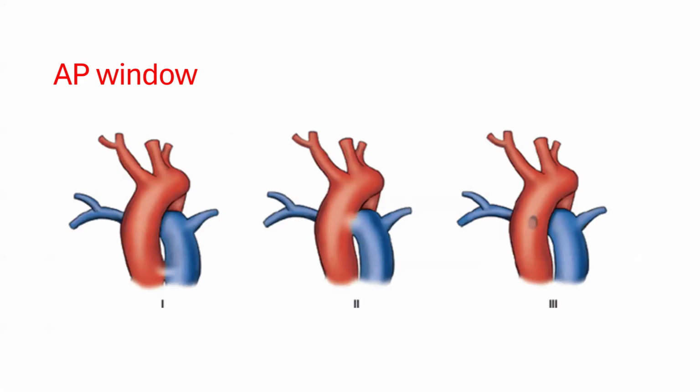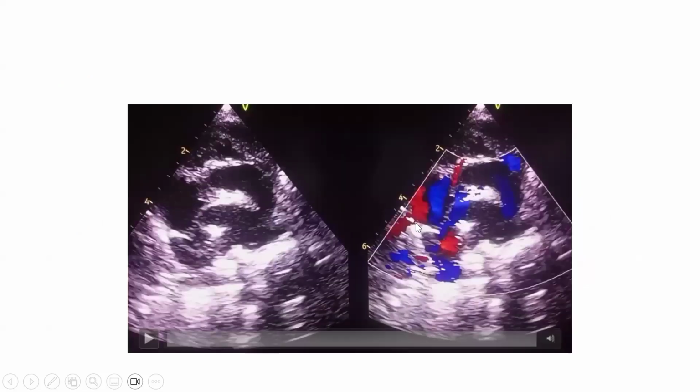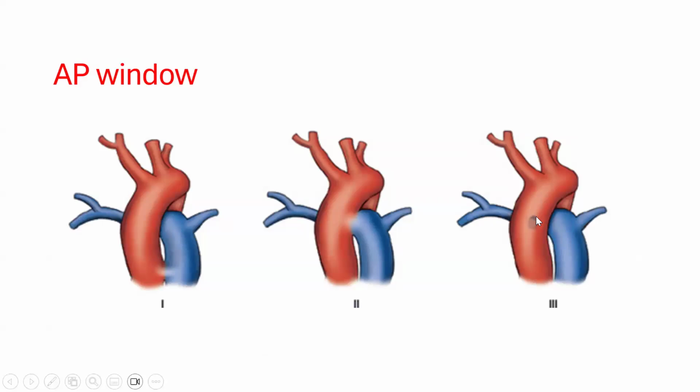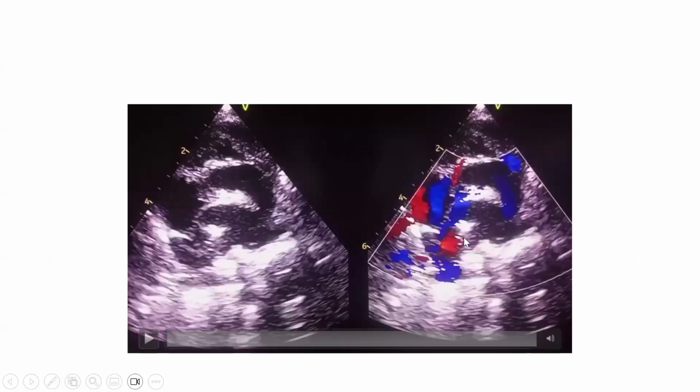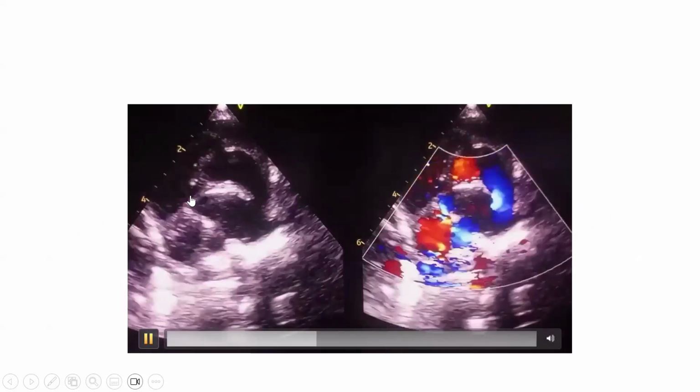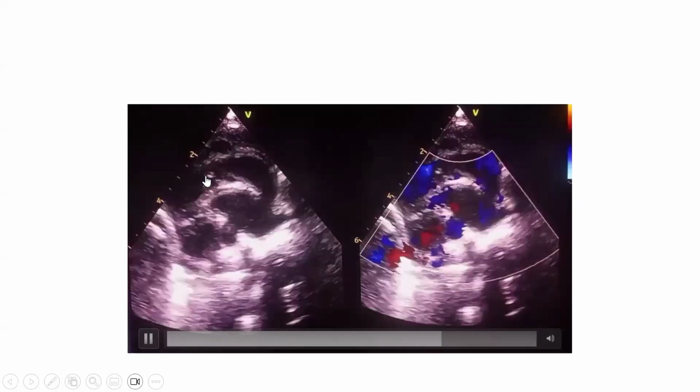So this is an illustration of the 3 types. The first type is where the connection is just after the semilunar valves to the bifurcation of the pulmonary artery. Then the second type is from the aorta at the point of the bifurcation of the pulmonary artery. And the last one is between the right pulmonary artery and the aorta. So 3 types of AP windows. So I'll show you how it looks on echo. You can see here, this is a parasternal short axis view.